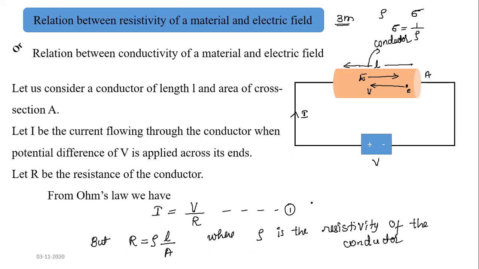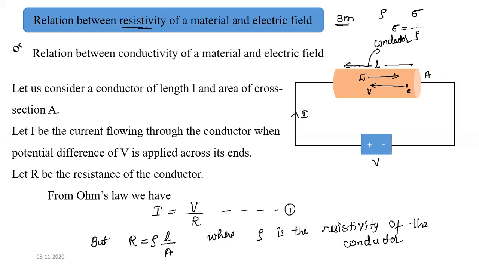Okay, once again I will explain. Let us consider a conductor of length L and cross-section area A. If potential V is applied, current I flows, and an electric field is also set up in this medium. Let R be the resistance of the conductor. From Ohm's law, I is equal to V divided by R. Now you want the value of resistivity; if you take V you will not get resistivity.